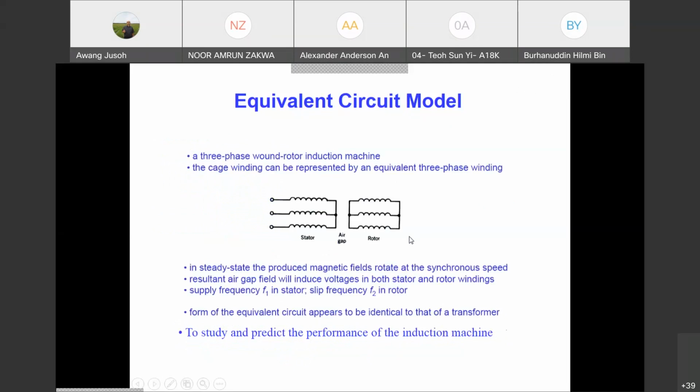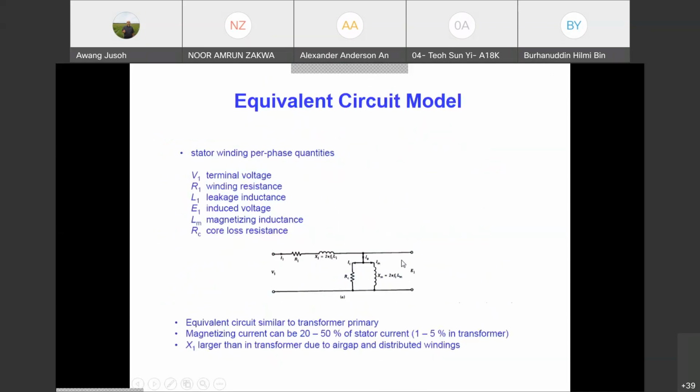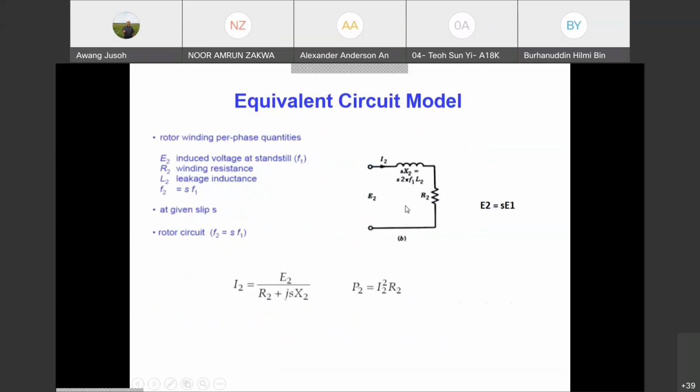Okay, this is the rotor side. This is the stator side, and this is the air gap voltage, and this is the rotor side. As we mentioned before, the rotor current is given by E2 divided by this. Then we have SX2 because we have a different frequency on the rotor side. We have F2, where F2 equals SF1. That's why you multiply by S there. That's why you have slip there, because F2 equals SF1, so the inductance becomes SX2.